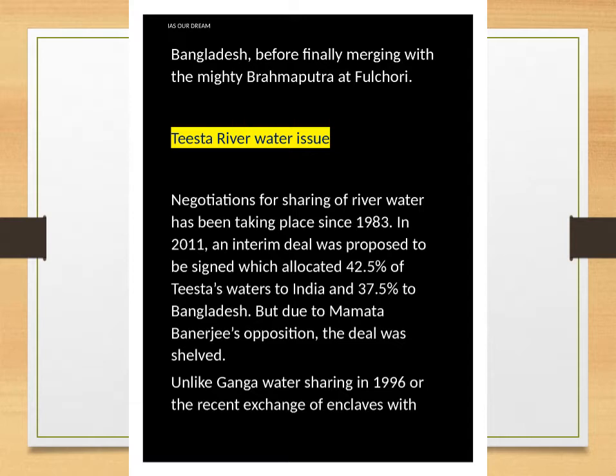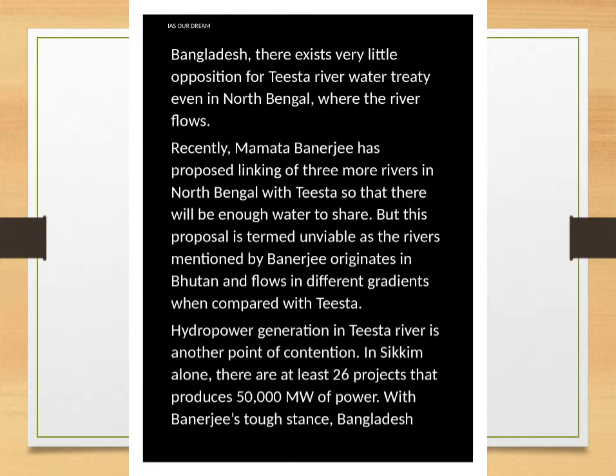As far as politics is concerned, unlike Ganga water sharing in 1996 or the recent exchange of enclaves with Bangladesh, there exists very little opposition for the Tista river water treaty even in North Bengal, where the river flows. However, Mamata Banerjee has recently proposed linking three more rivers in North Bengal with Tista, so that there will be enough water to share. But this proposal is termed unviable, as the rivers mentioned by Banerjee originate in Bhutan and flow in different gradients when compared with Tista. So it's practically impossible.